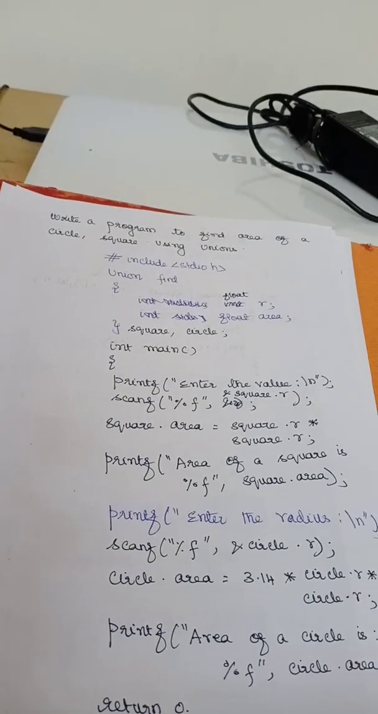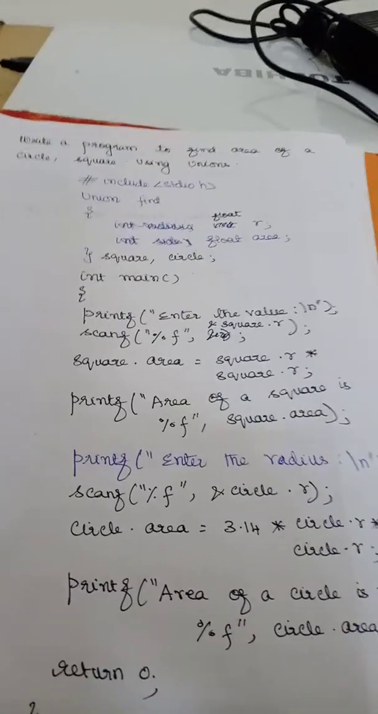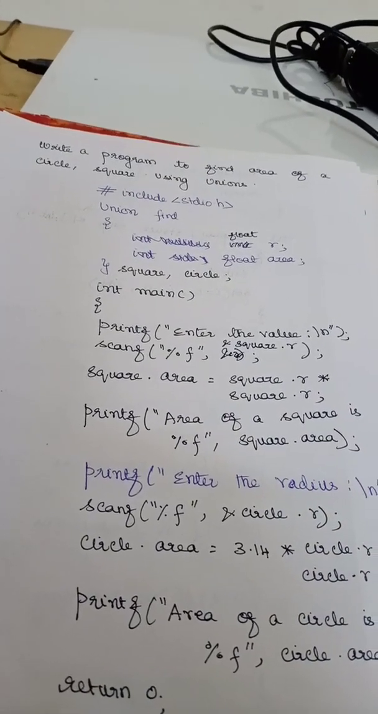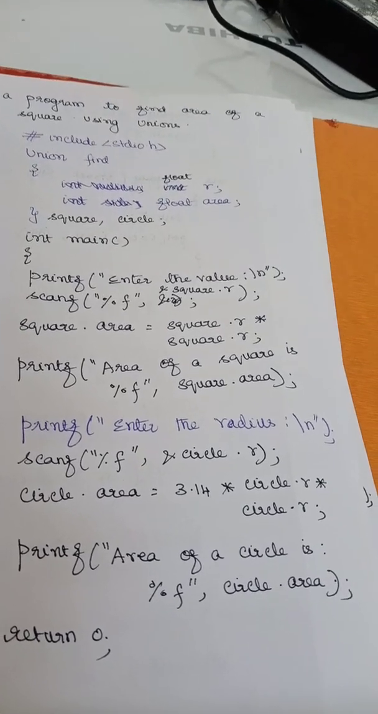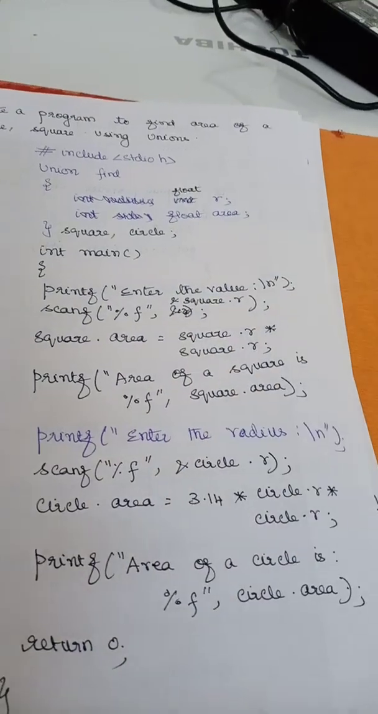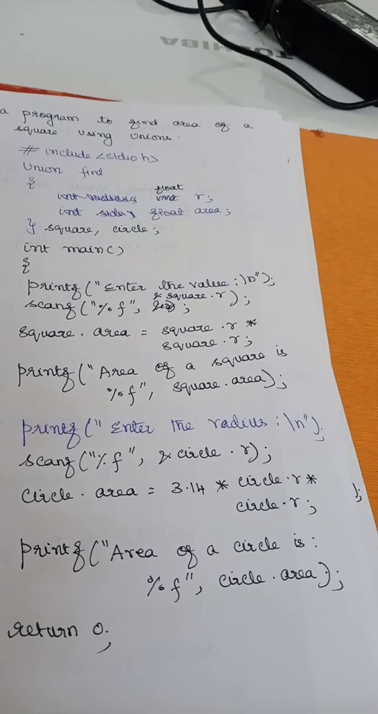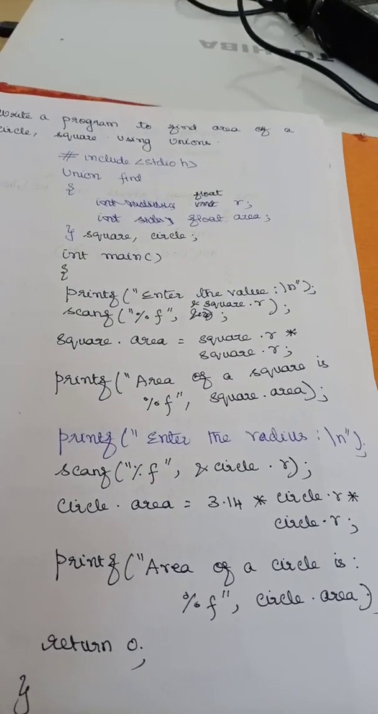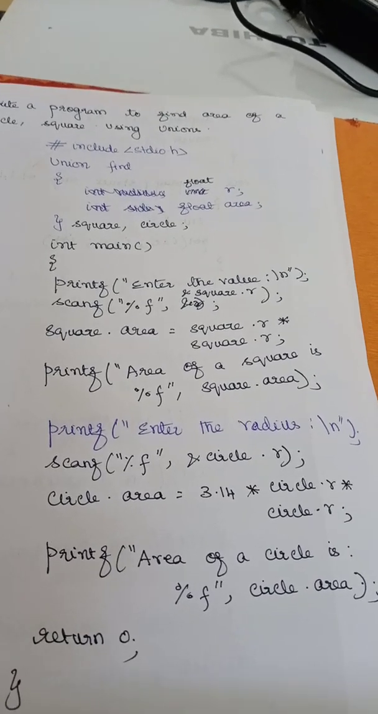Right. Now this is going to be the last program in this section. Now what is the program? Write a program to find area of a circle, square using union, right? So I need to use instead of structure, I'm going to use a union, that's all. But here I need to be careful when I'm accessing the elements. Already I told you what is the difference between structure and union.